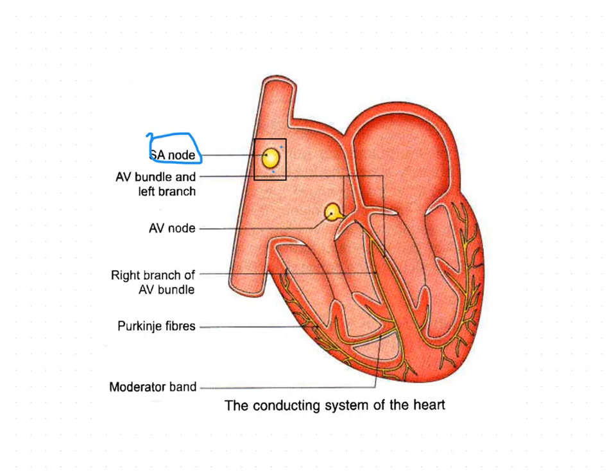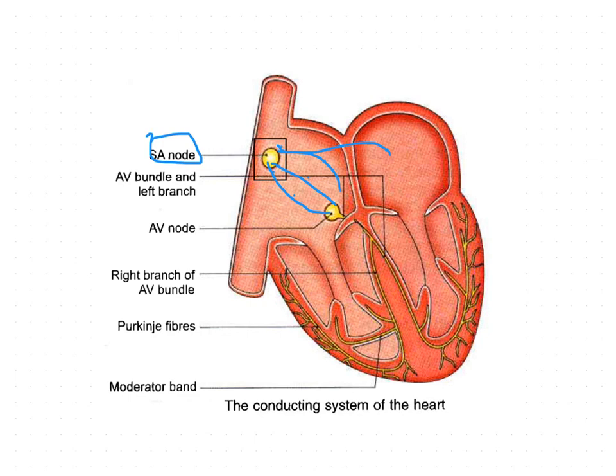The impulse travels through the atrial wall to reach the AV node by internodal pathways. It consists of three pathways: the anterior, middle, and posterior tracts. This one stimulates the atrium directly.